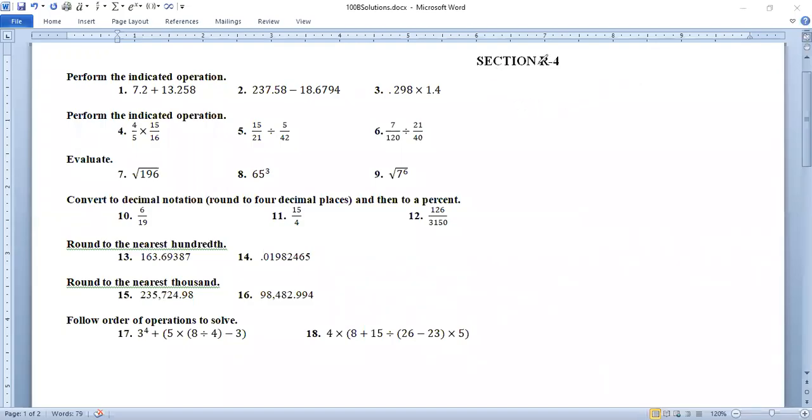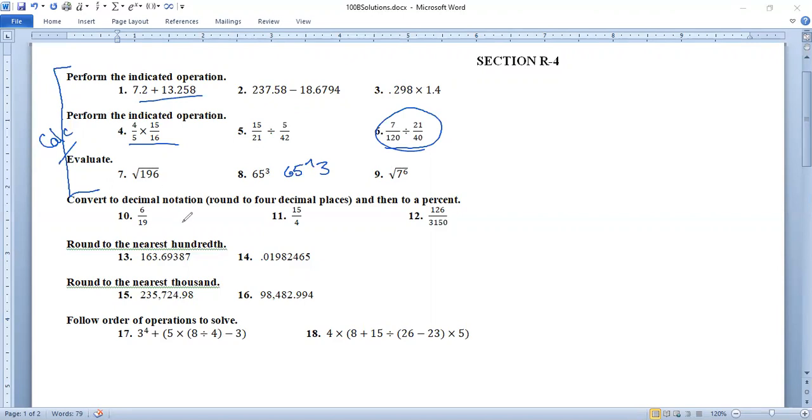Here we are in section R-4 with the numbers 1 through 18 and their solutions. This is a review of the previous sections, and as we'll note here, number 1 through 9 certainly has only calculator operations to deal with. So if you are having any difficulty with these decimals, fractions being put into a calculator, either division, subtraction, or exponents, remember this one will be 65 times 65 times 65, or you can use the caret. So if you are having difficulty with any of these, please see a tutor or your instructor for how your calculator can do those sorts of things.